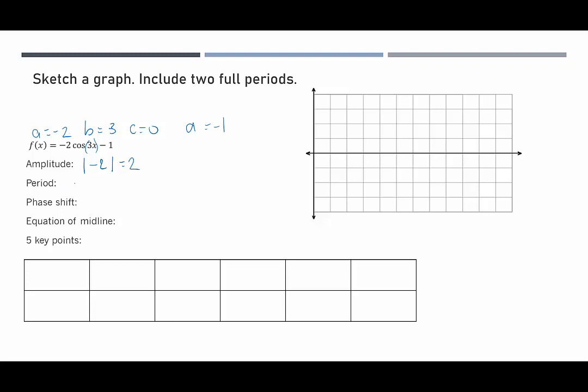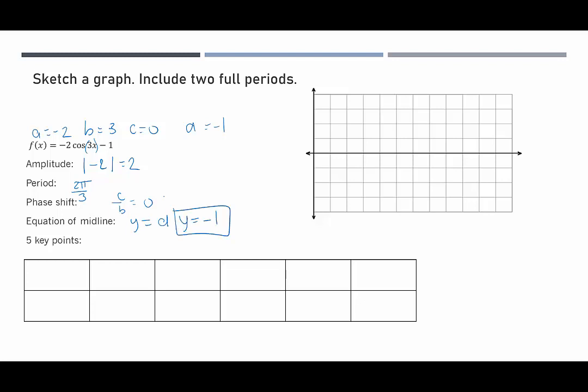The period, we figure out the period by doing 2 pi over b, so it's going to be 2 pi over 3. The phase shift, remember what this is? This is c over b. Well, since c is 0, there is no phase shift, so it's not shifting at all. It's just starting at 0, which is great. The equation of the midline is given by y equals d. In this case, it's y equals -1.